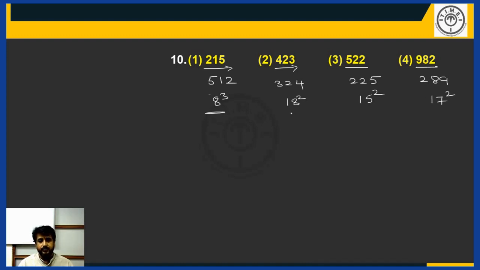Except 8 cube, the rest are all squares. Except 512, the rest are all square numbers. 324 is 18 square, 225 is 15 square, 289 is 17 square, perfect squares. Whereas 512 is a perfect cube. First you have to reverse the numbers and then identify the logic. Except 512, the remaining are all perfect squares. So choice 1 is the odd man out.